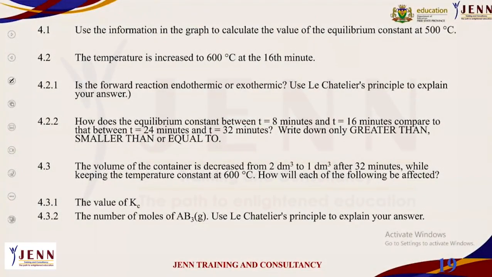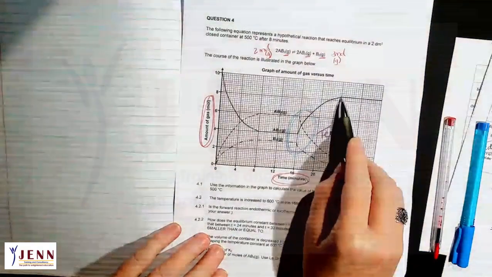Okay, now they want to know 4.2.2. How does the equilibrium constant between t equals 8 and t equals 16 minutes compare to that between t24 and t32? Write down greater than, smaller than, or equal to. Okay, just look at your comparison. They want to compare this one with this one.